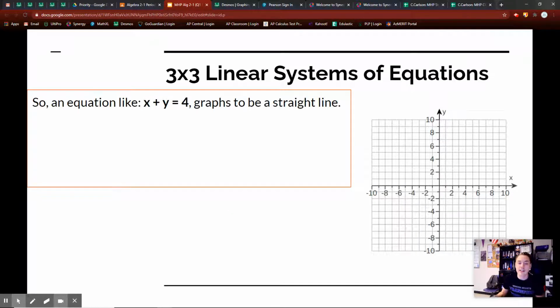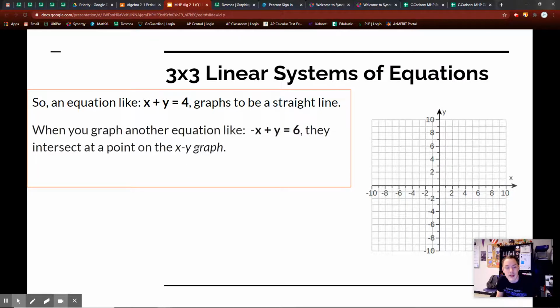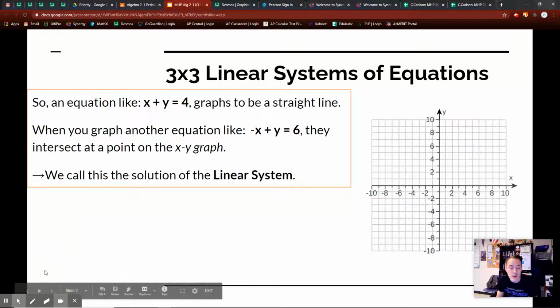So an equation like this, x plus 4 equals y. Wow. Flip them. X plus y equals 4. X plus y equals 4. Graphs to be a straight line, obviously. When you graph another equation like negative x plus y equals 6, they intersect. Where do they intersect? Okay? But we call this a linear system. In fact, we call this a 2x2 linear system.